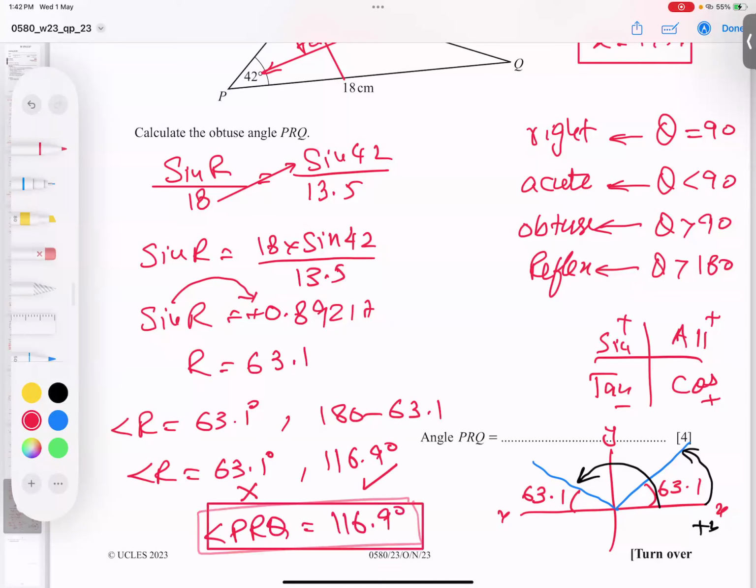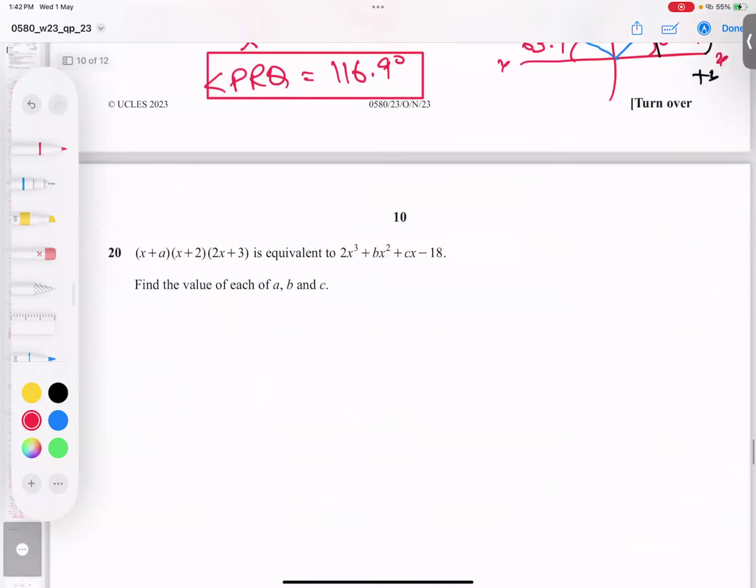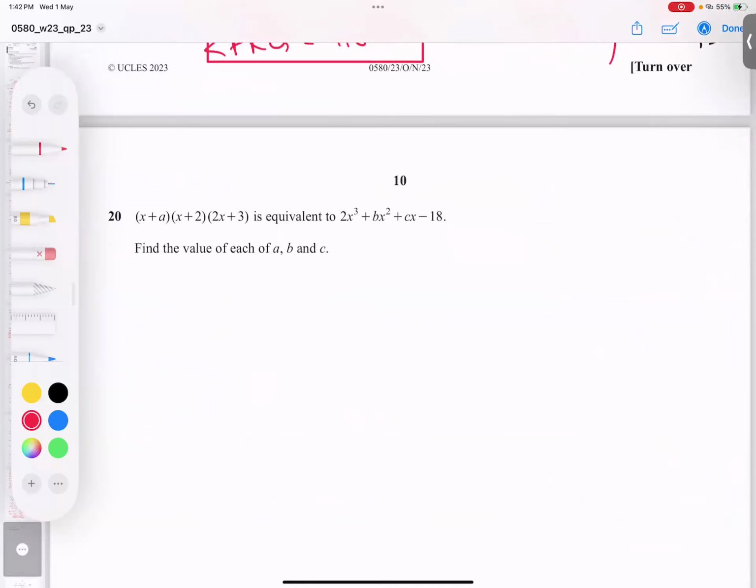This answer is always to 1 decimal place. So I think this question is very clear to you. Let's go for question number 20. This is also one of the good questions because it was added in June 2020, and since then it has been coming in almost every exam.